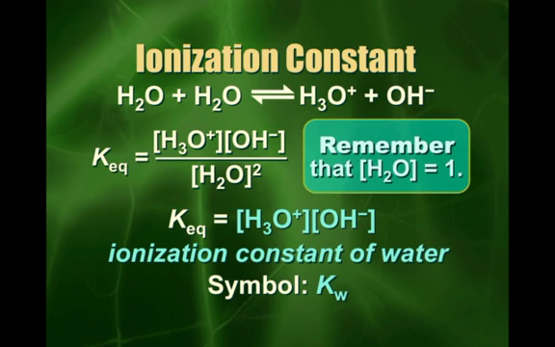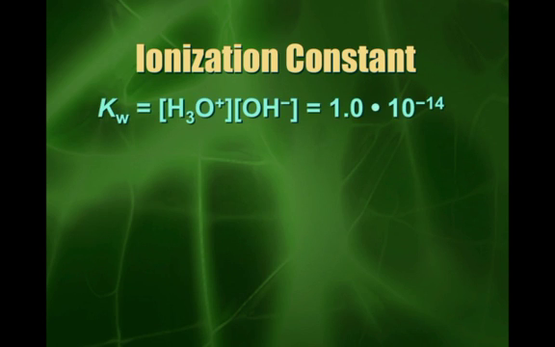So again, that's all review from last week. That is extremely important, and you got to make sure you know what the ionization constant of water is. It's equal to the molarity of the hydronium times the molarity of the hydroxide. So again, make sure you memorize that equation. And then we talked about what it is actually equal to. The ionization constant of water is actually equal to 1.0 times 10 to the negative 14th power.